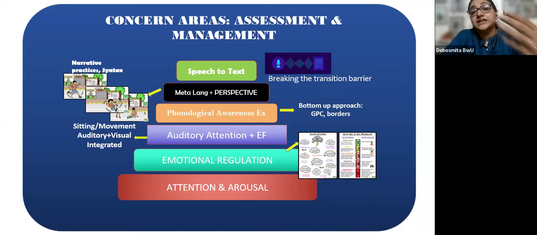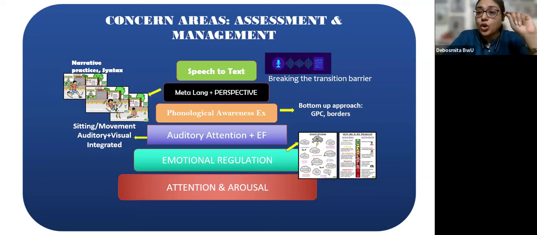And the last one that I have put is speech to text as a feed forward system. As a speech language pathologist, when I'm working on phonological awareness or, more often than not, narrative practices with perspective taking and metalanguage, I can just have software on with a Google mic, which basically transcribes all that the child is speaking. Later, even a talkback system, that is text to speech, can be used, which helps the child in understanding that what I think and what I talk can be transcribed.